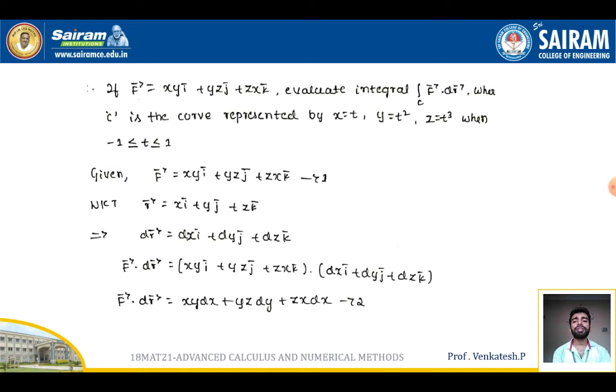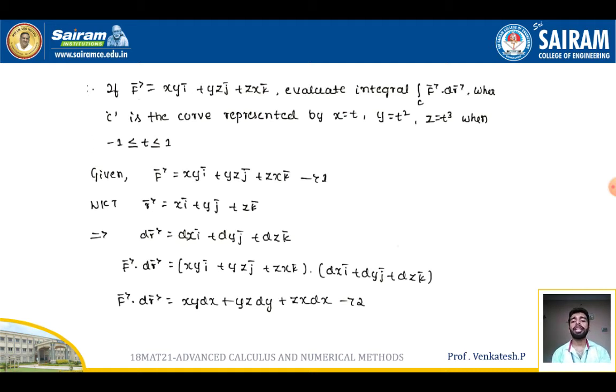So given f is equal to what? xy i cap, yz j cap plus zx k cap. Call this one as equation number 1. And we have r is equal to what? xi plus yj plus zk. So from this I'm going to estimate dr. dr is given by dx i cap, dy j cap, dz k cap. So I need to estimate f dot dr here.